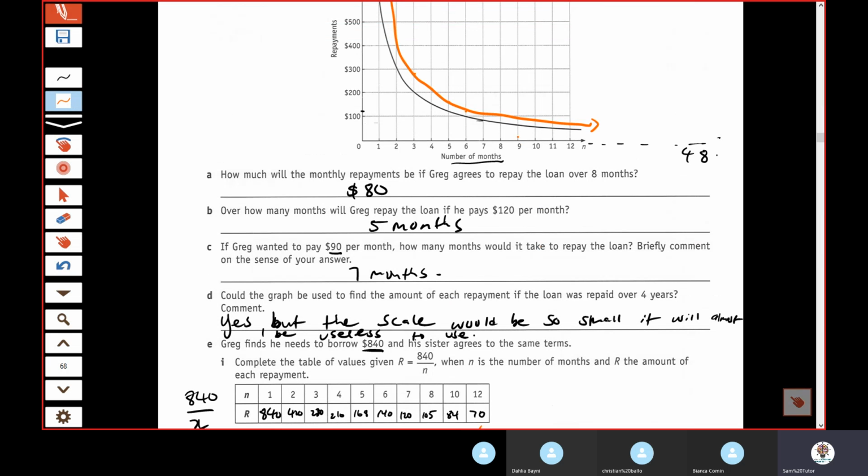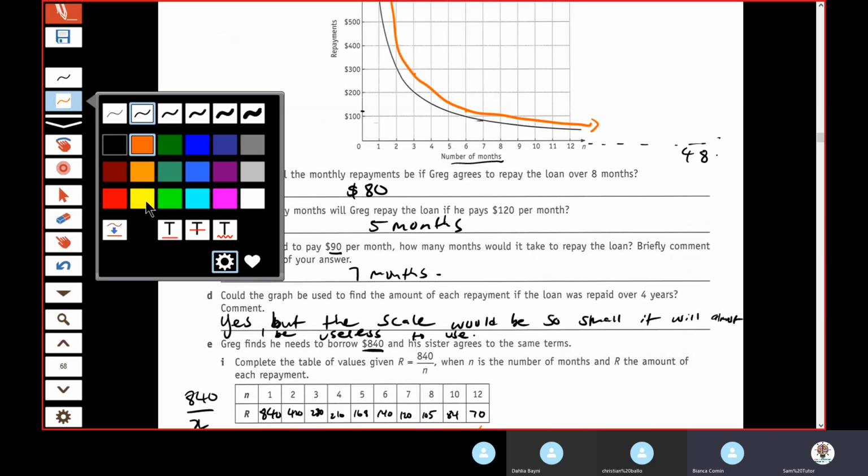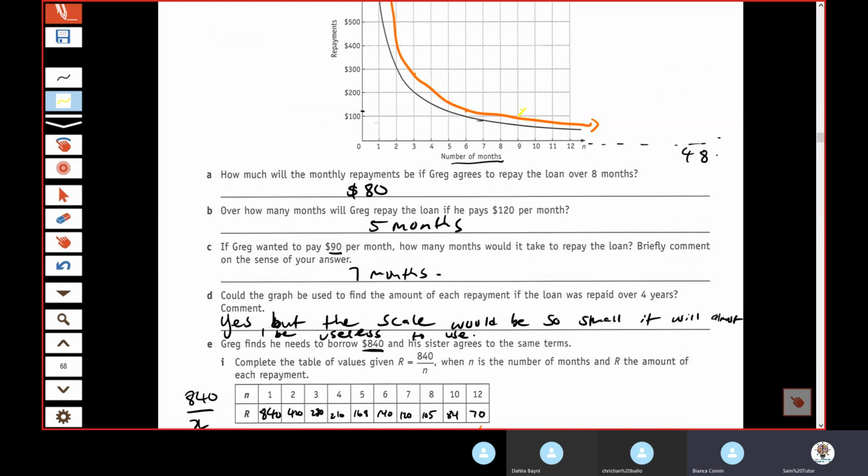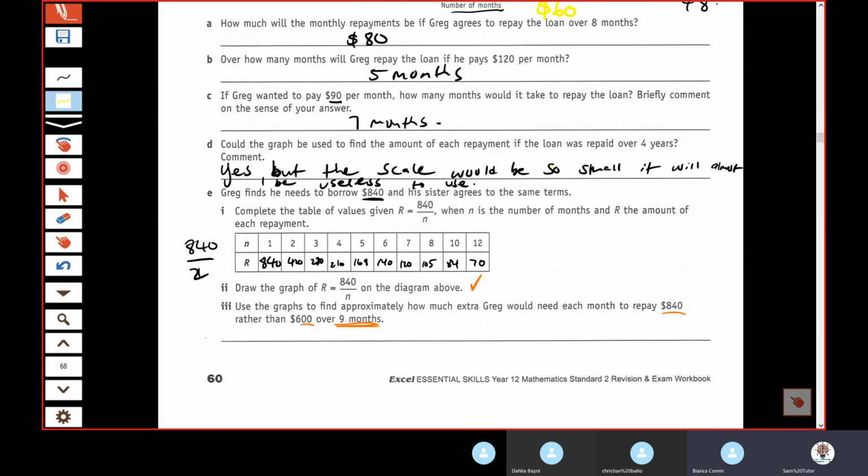Well, at 9 months, we're going to just go with 100 for the orange one. So at 9 months, it's $100. And at 9 months here, I think we said that should be about $60, I would say. Yeah, round about. How much extra? 100 takeaway 60, $40.